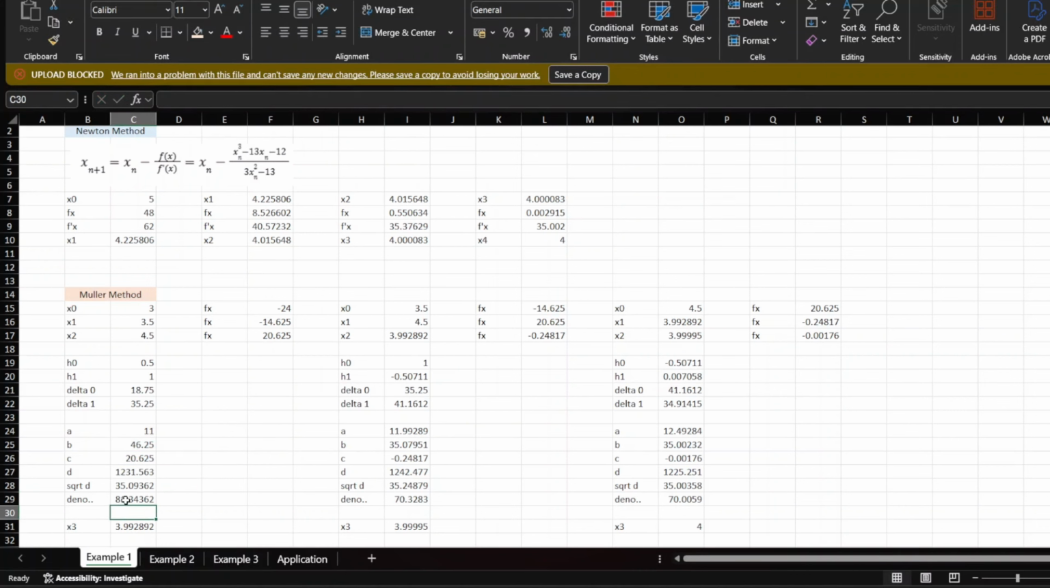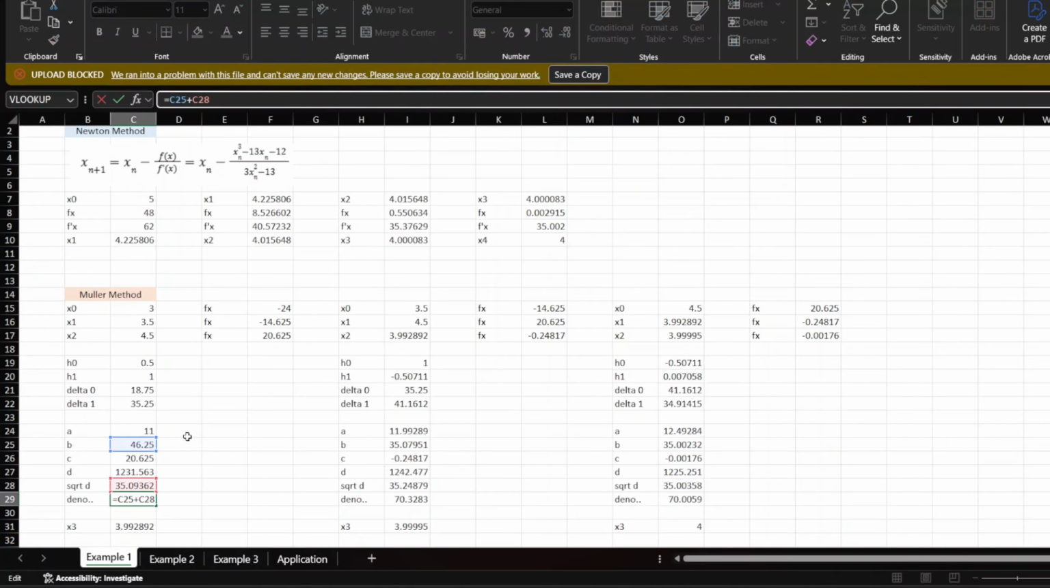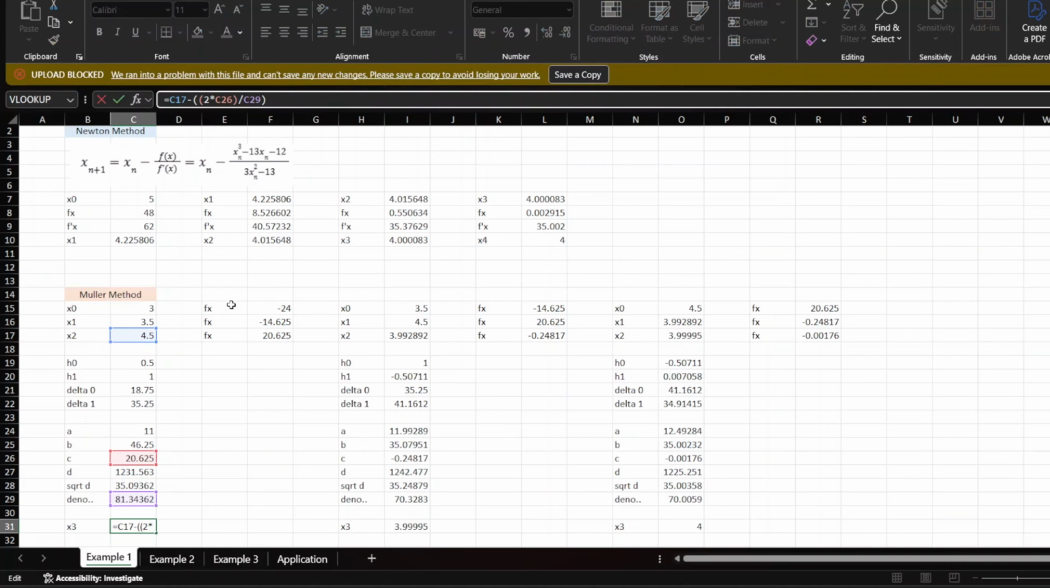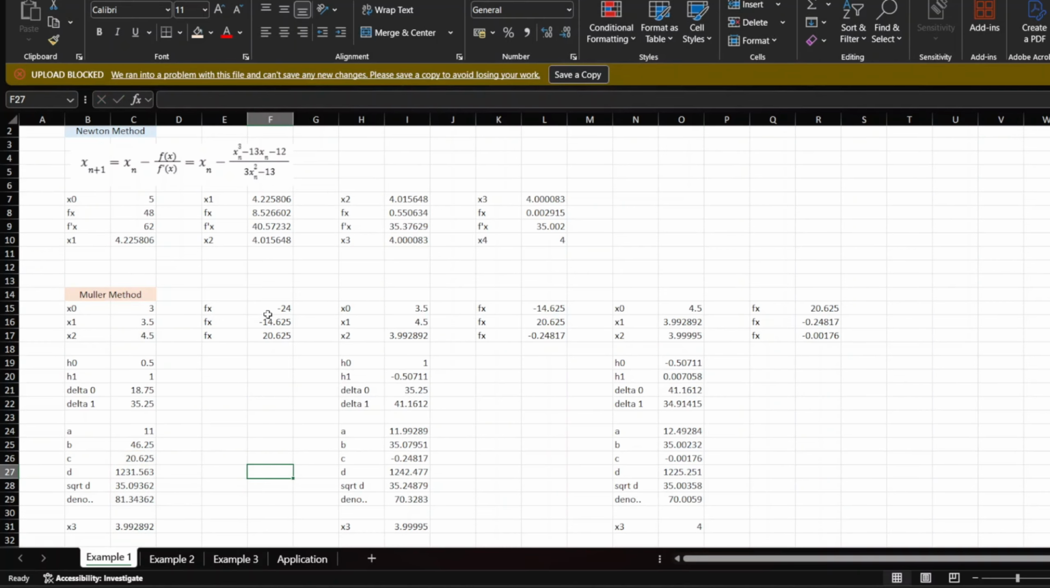Then we take the square root, and then we use the denominator, which is B plus the square root of D, and then we get x3. The formula is x3 equals x2 minus 2C divided by the denominator. And then we repeat this for iterations until we get the exact value, which is 4. So this is from example 1, where we can see the difference between the Newton method and the Mueller method.